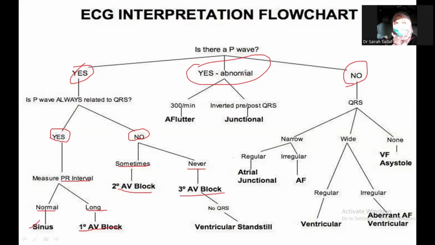Okay? Now, just forget this part right now. Just for now, just forget this. So this is the first degree, second degree, third degree AV block. Okay? P wave is there. It means atrial activity is going on.